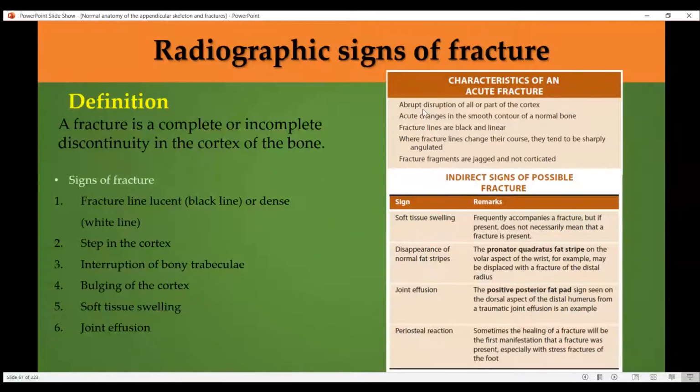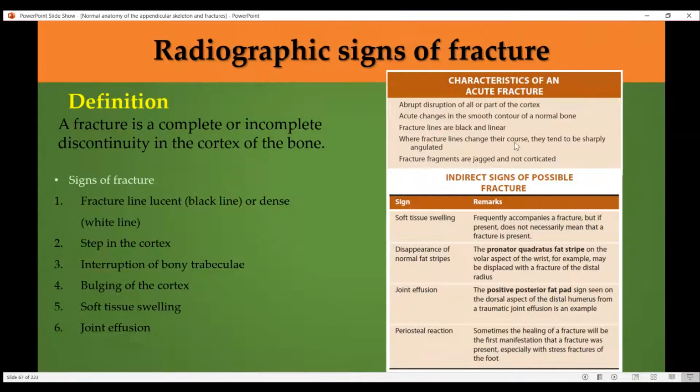There will be abrupt disruption of all the cortex, acute changes of the smooth normal contour of the bone. Fracture lines are black and linear. When the fracture line changes its course, it tends to be sharply angulated. And there will be fracture fragments present, and they will not be corticated, right? These are also signs of fractures.